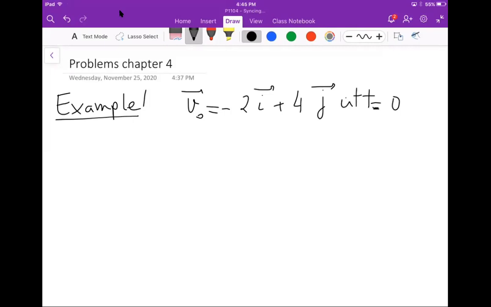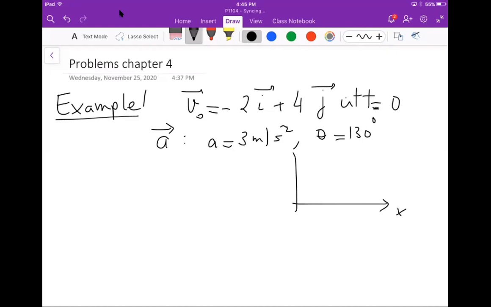And we know that this particle undergoes a motion under a constant acceleration a, where for this vector a, the magnitude is 3 meters per second squared, and the angle theta is given by 130 degrees. They said that this angle is from the positive direction of the x-axis, which means that if this is the x-axis, this acceleration makes an angle in this way. So this angle theta is with respect to the positive x-axis direction.